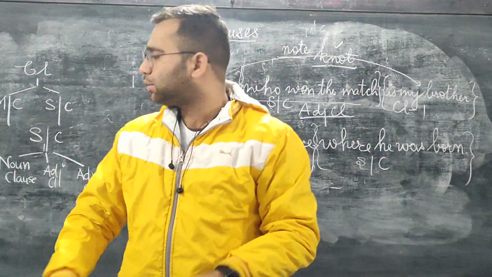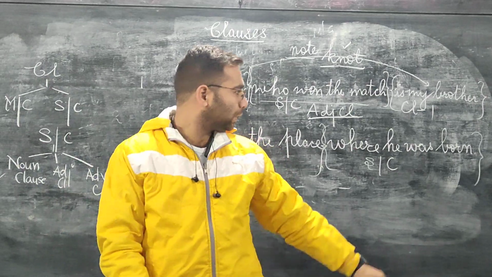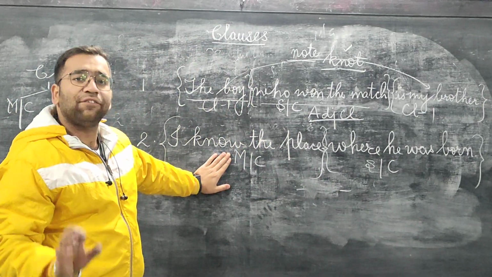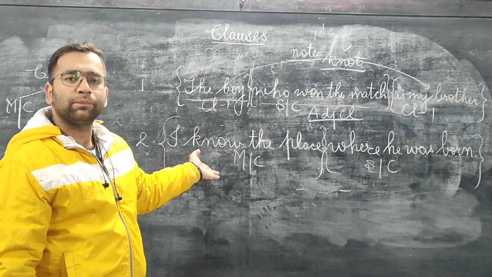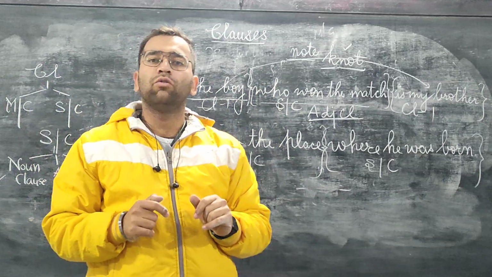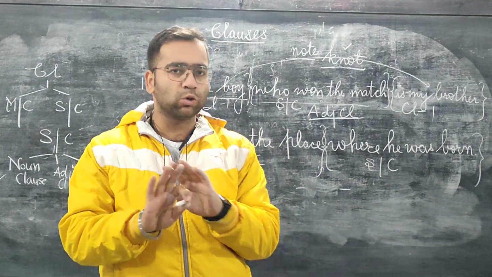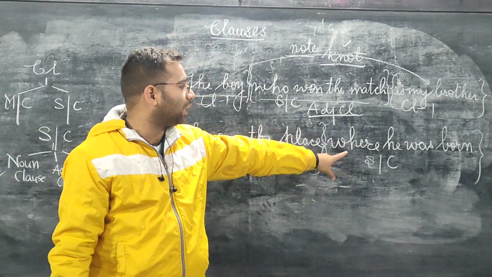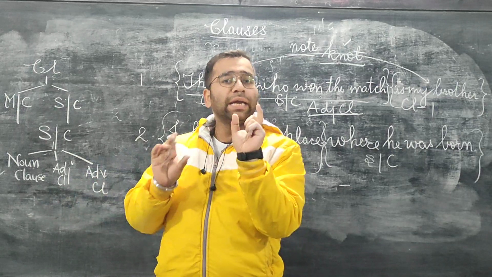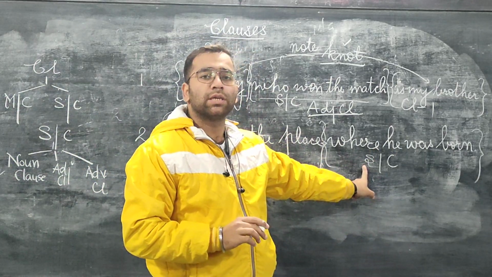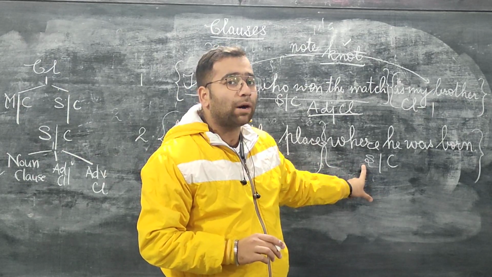Now the story comes. Kind of subordinate clause: noun, adjective or adverb. If it is a noun clause, it will answer what plus main clause. Ask the question. I know the place. What I know the place? No sense. It means it cannot be a noun clause. Now, second is adjective clause. If it is an adjective clause, it must be explaining a noun.